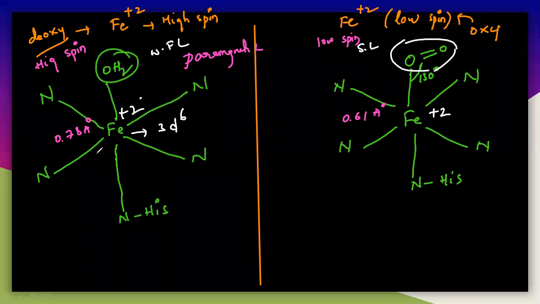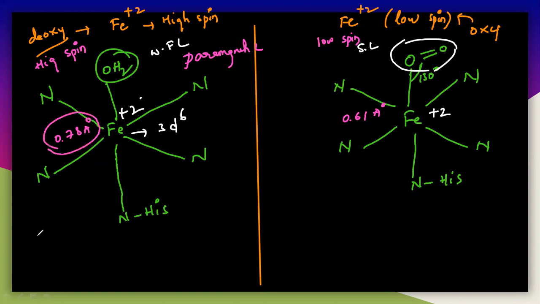So see here. The size of this one, which is 0.78, is somewhat higher than the cavity of the porphyrin ring. So it will fit into the hemoglobin, exactly into the cavity of the porphyrin ring. See what happens here. Here the size is very much larger than the cavity.